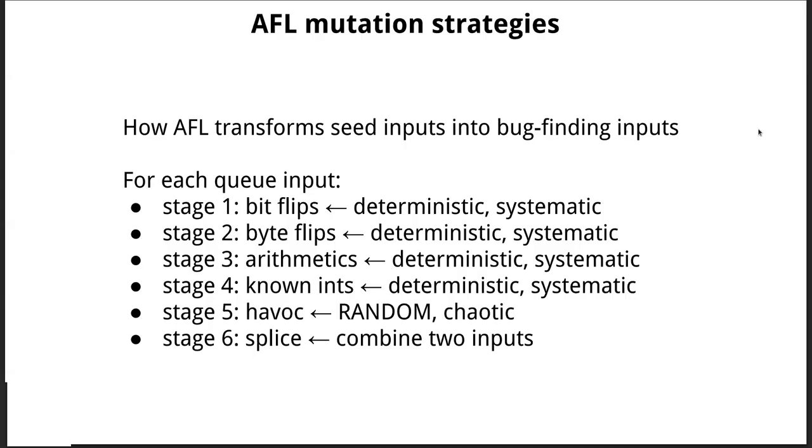It will also change some bytes to some known integers, like -1, the biggest number possible, or 0, because those are more likely to be corner cases, which may lead to crashes. Then you also have this havoc stage. They are going to randomly change the input significantly and chaotically. Then there is another one, the splice stage, which combines multiple inputs together.